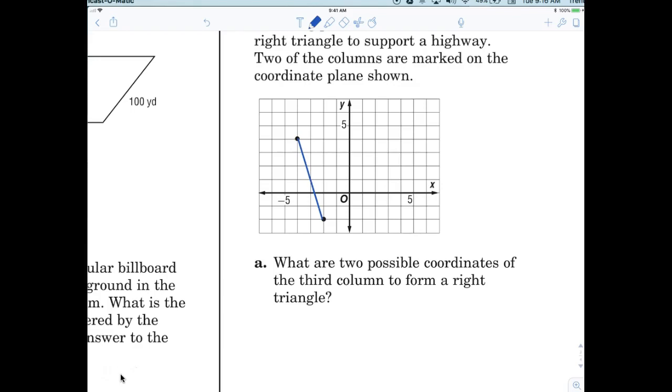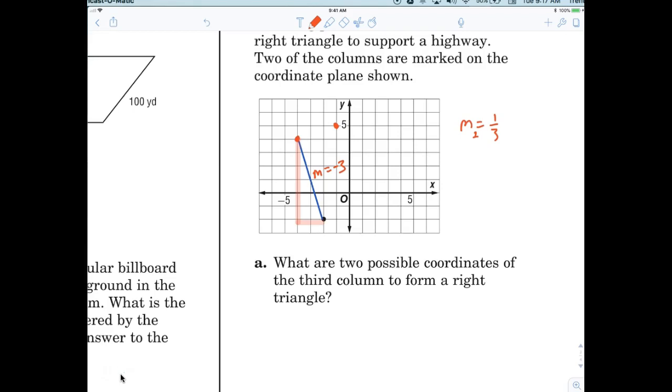In this case, we don't really need that because you could just look at this and see the change. I went down 1, 2, 3, 4, 5, 6, and to the right 2. So that slope is what? The slope here is -3. Everybody okay with that? If the slope is -3, then I need the slope of the column connecting those two points to be what? 1/3. Yes, you'd want the slope to equal 1/3, the slope of the perpendicular. Now it's a matter of starting with this point right here, going up 1 and over 3. That could be a possibility.